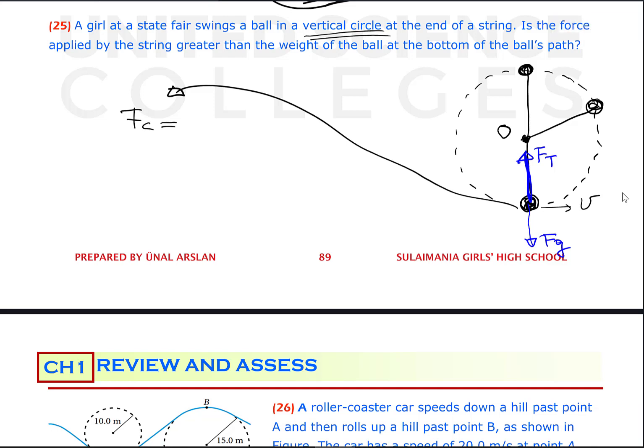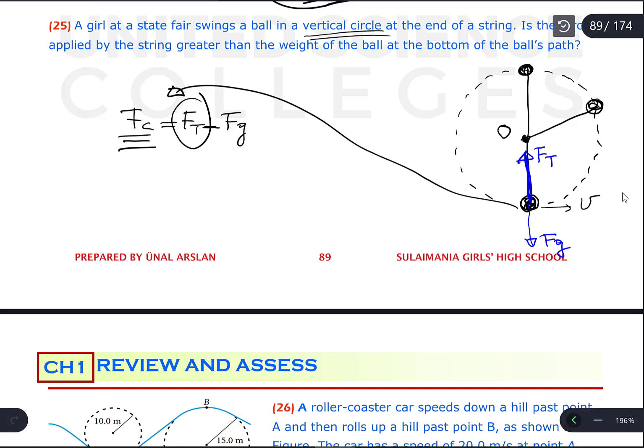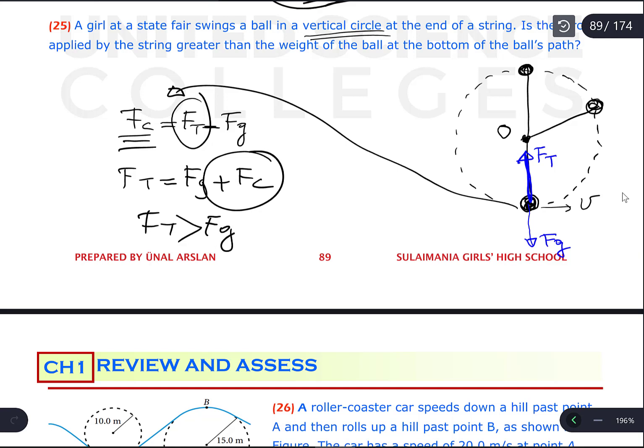This centripetal force is calculated by Ft, which is towards the center, that's why we write it positive, minus Fg, because Fg is in the direction away from the center, which is negative. So which one is greater, Ft or Fg? Let Ft alone. Take this negative Fg to the other side. Ft becomes Fg plus Fc. If this is a plus, what does it mean? Ft must be greater than, of course, Fg.